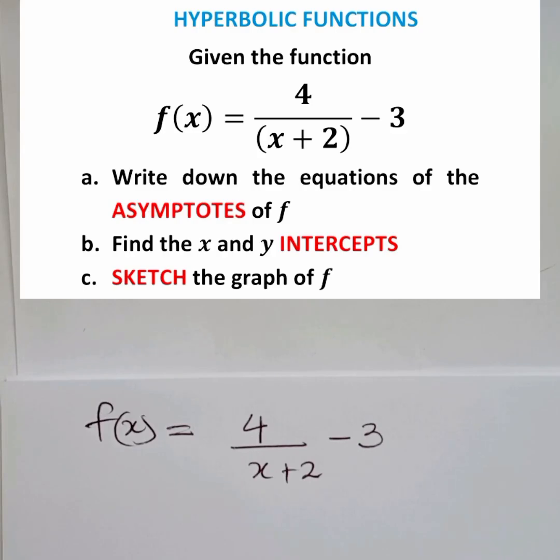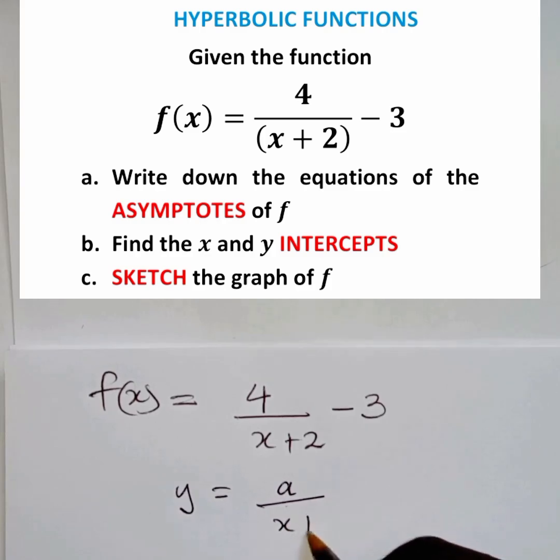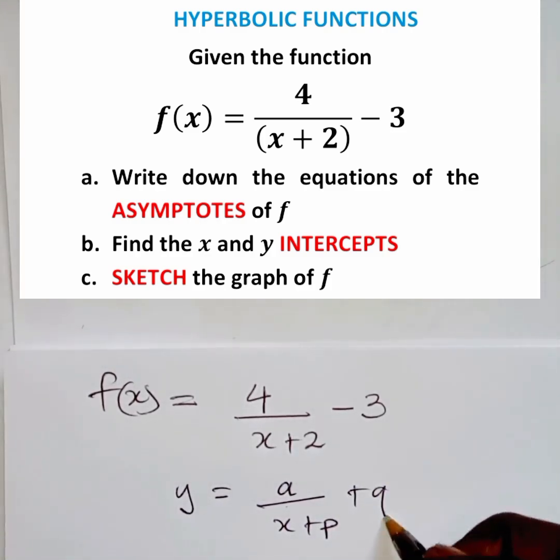In this MES tutorial, we are talking about hyperbolic functions. Now, the question for today reads: given the function f(x) = 4/(x + 2) - 3. The first question requires us to write down the equations of the asymptotes of f. I want you to realize that this equation is in the form y = a/(x + p) + q.